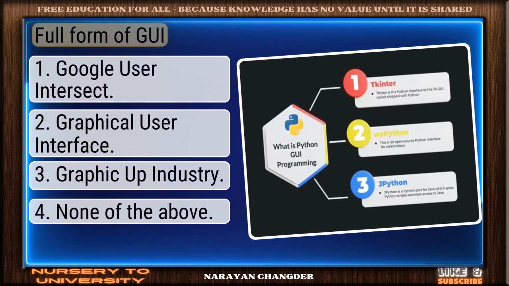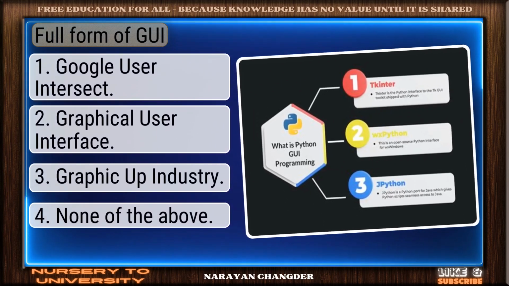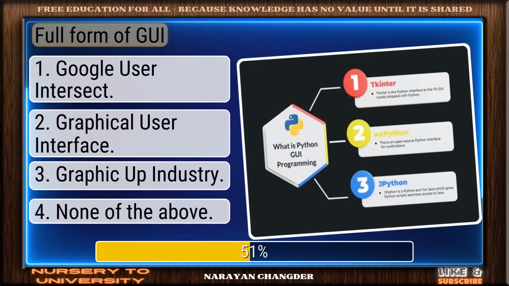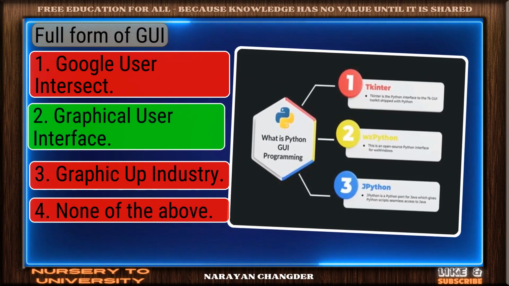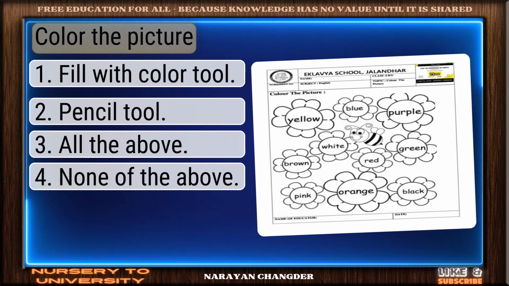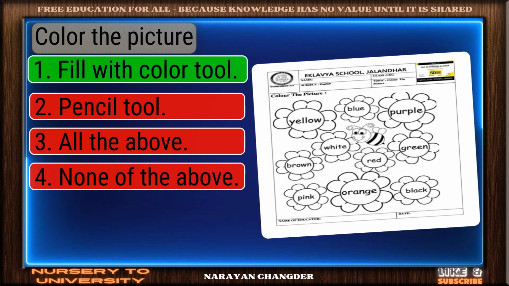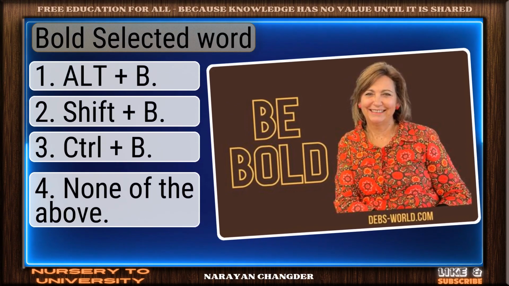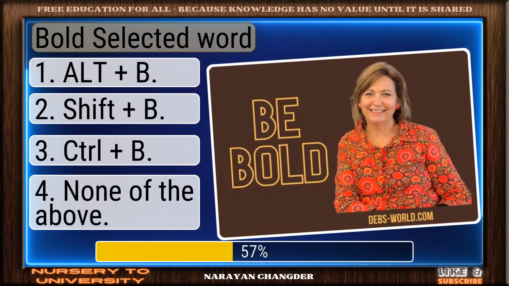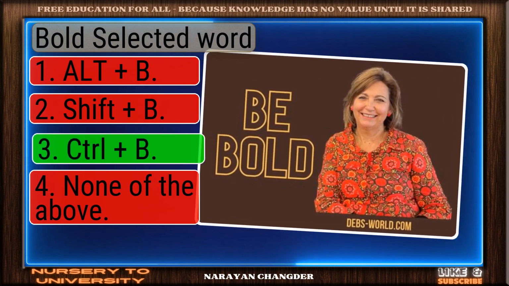Can you solve all these Class 1 Computer Chapter 5 Drawing with Tux Paint questions? Full form of GUI. Valid point. Graphical user interface is true. Color the picture. Smart pick. Fill with color tool is correct. Bold selected word. Exactly. Ctrl plus B makes sense.